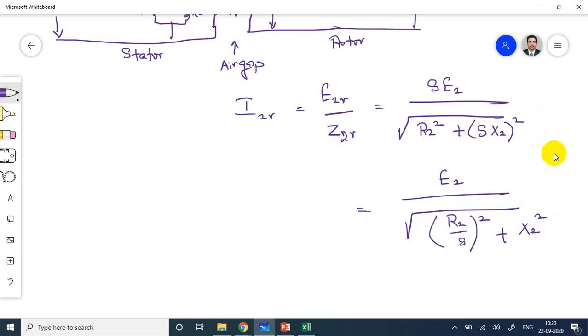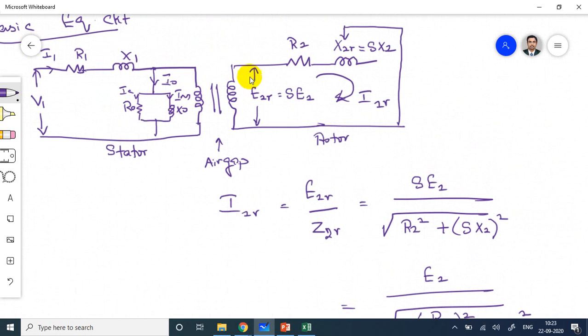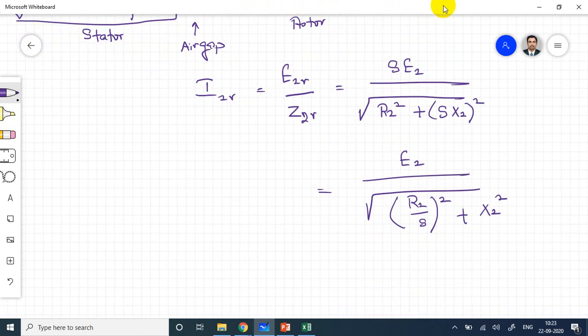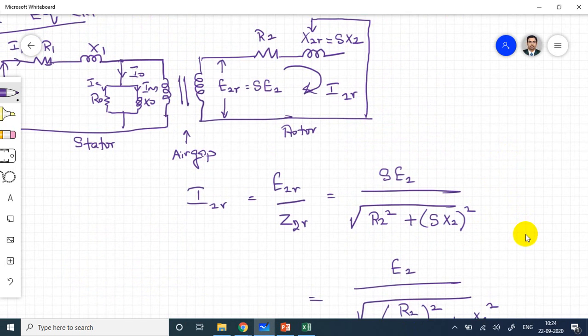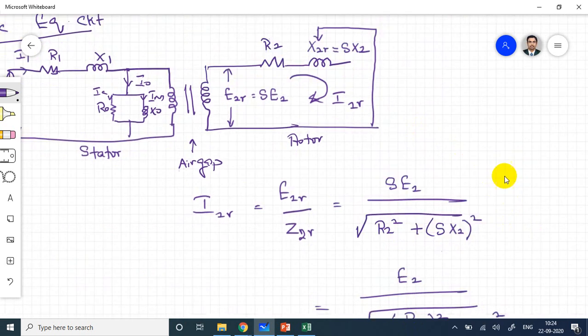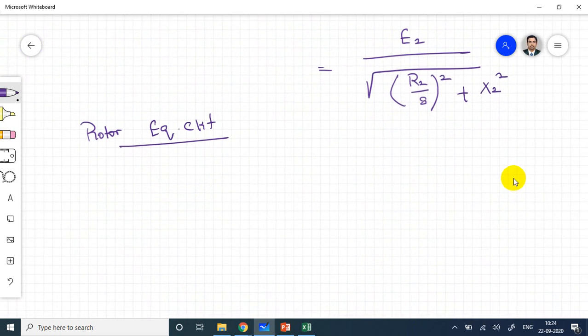Now if you take this rotor side, because stator we should not disturb, rotor we are going to apply the load. On this rotor side only we have to apply the load, then only we can measure the speed and torque. So this circuit I will draw separately, the rotor equivalent circuit, which denotes E2R, R2, X2R.